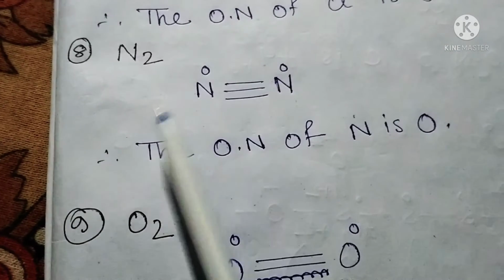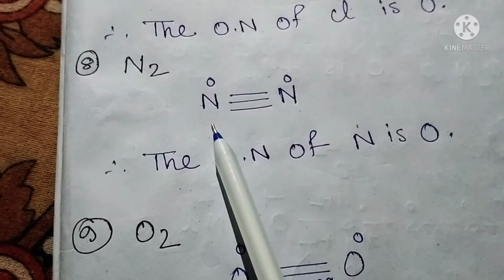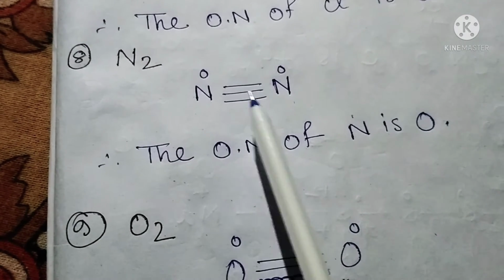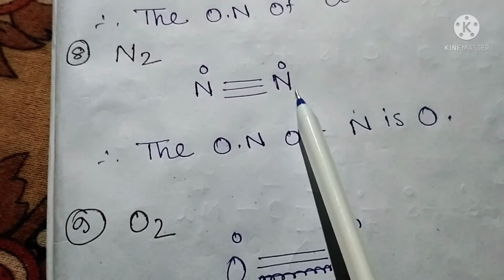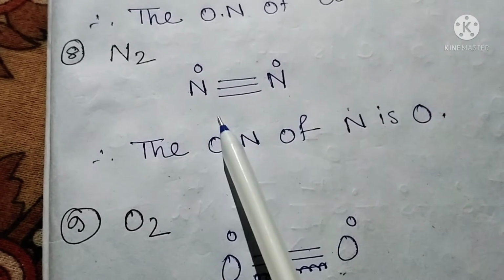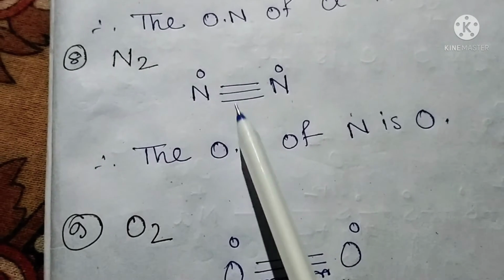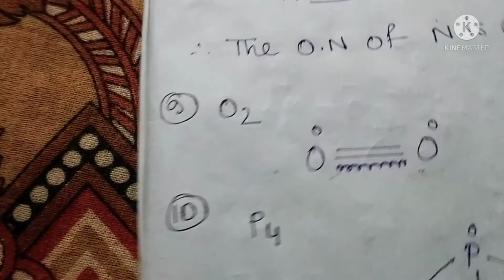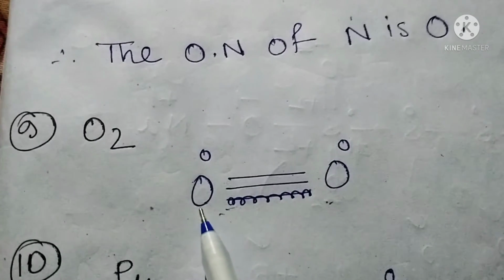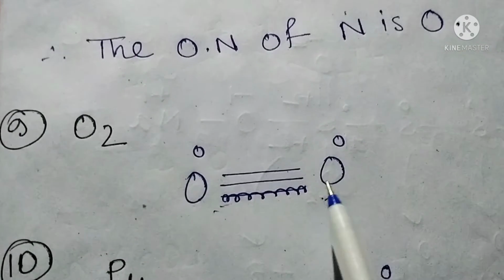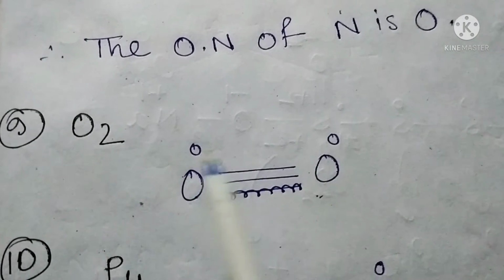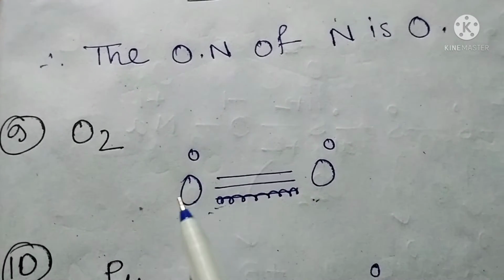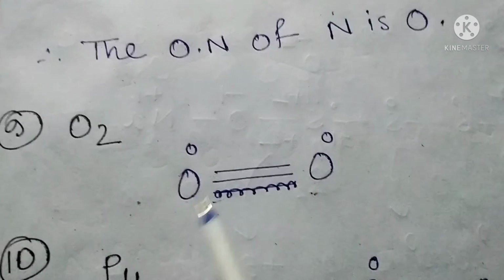Next example is nitrogen. Now here we take N triple bond N. So these two have same electronegativity. So the oxidation number of nitrogen in N2 is 0. Similarly here we take oxygen. Now draw the structure of oxygen. The electronegativity of this oxygen and this oxygen are same. So the oxidation number of oxygen in O2 is 0.